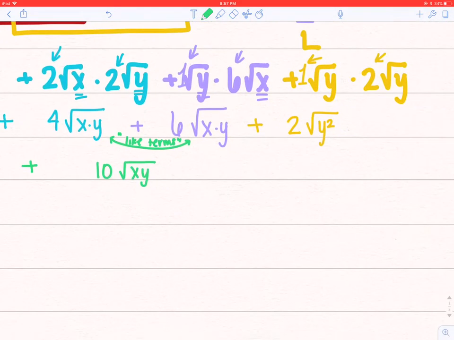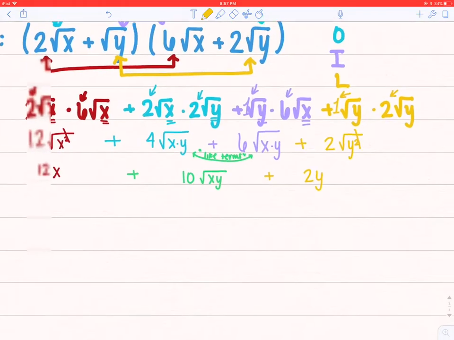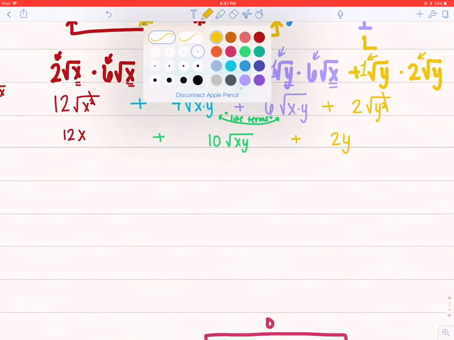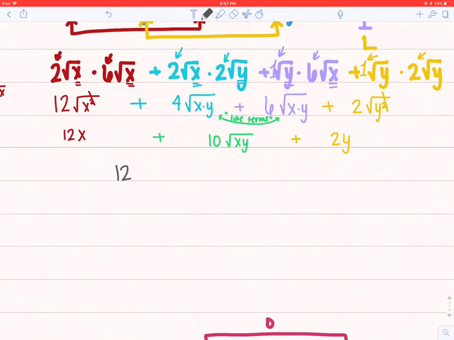And then my last one, I have the same thing as with the x squared. I have the square root of y squared. Those cancel, so I have 2y. So my final answer is 12x plus 10 square root xy plus 2y. I can't simplify it anymore because there are no more like terms, so that's just where I leave it.